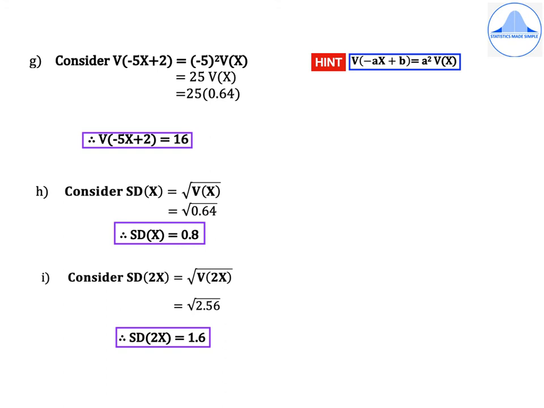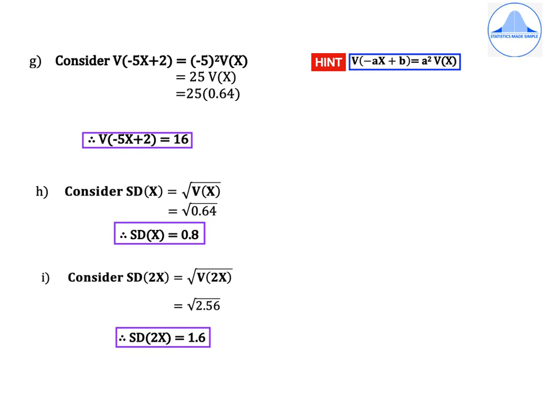The next result, consider V of minus 5x plus 2. The hint is V of minus ax plus b is equal to a square V of x. Again, this is very similar to V of ax plus b is equal to a square V of x. Instead of a, we have minus a, but the result still holds good. Apply that here. So you'll get minus 5 square V of x, which is equal to 25 into V of x, which is 25 into 0.64. Therefore, V of minus 5x plus 2 is equal to 16.